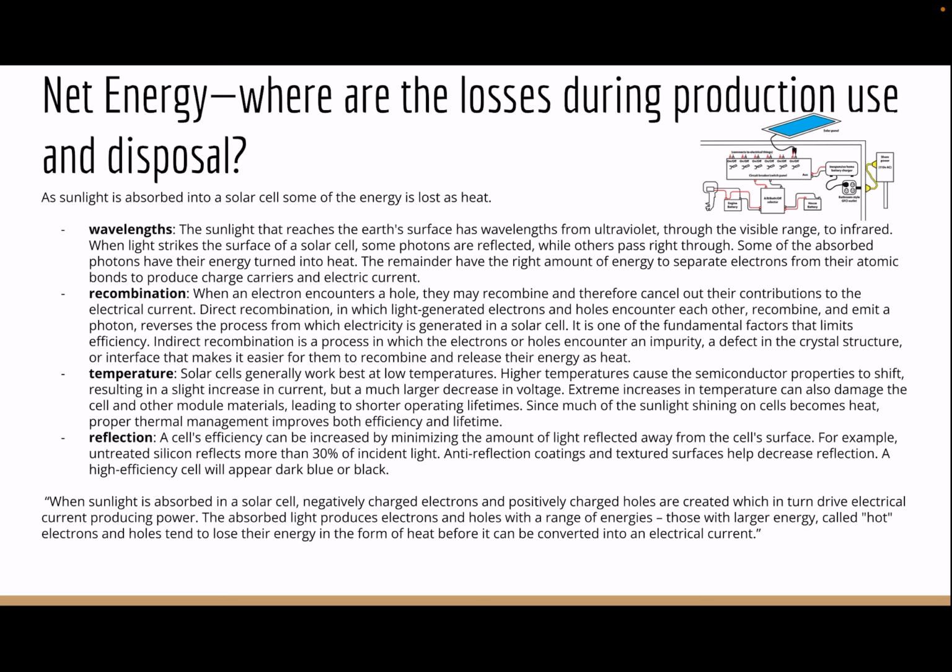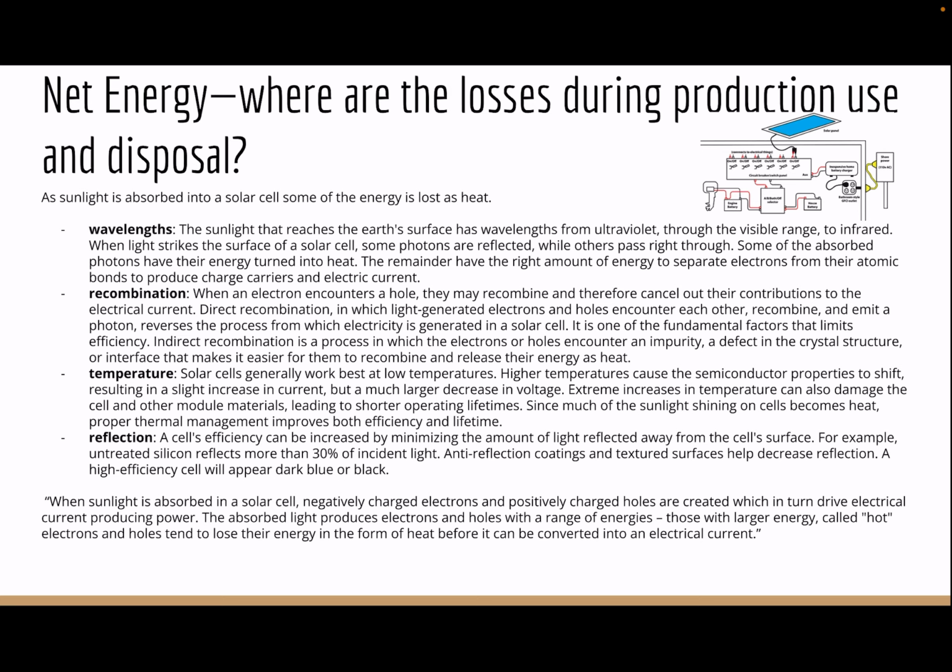And then finally we have reflection, and this is the light reflected off of the solar panels, so it's not being absorbed by the solar panels. Silicon reflects more, and so if you have a lot of coatings or textured surfaces, this will help decrease the reflection and therefore decrease the amount of losses that is occurring.